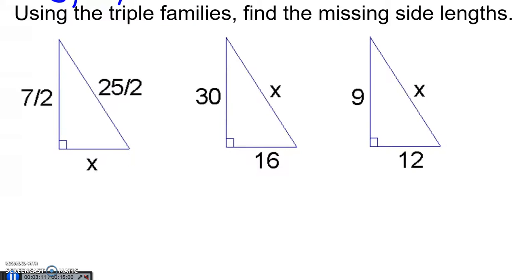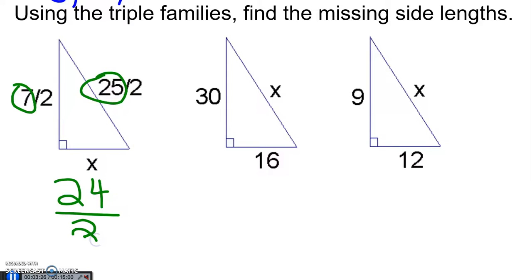Looking at the first one here, this one's pretty clear. We can see we have 7 over 2, 25 over 2, which lets us know that our x is going to be 24 because that's the 7, 24, 25 family. And then to make it match the other ones, it's going to be divided by 2, which simplifies to 12.